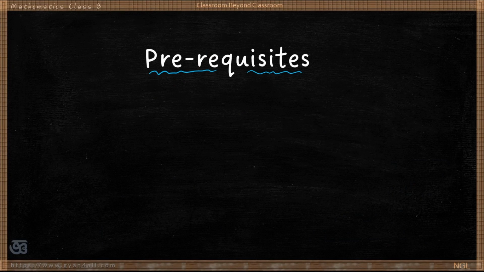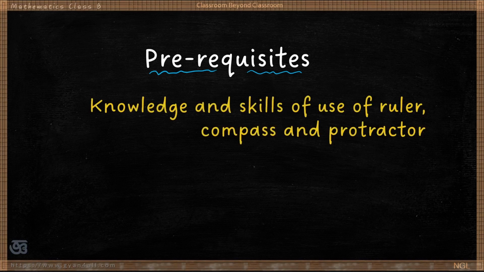What knowledge or skills you should have. The knowledge and skills of use of ruler, compass and protractor. You have already learned and developed some skills of using a ruler, compass and protractor, and that you have to apply in these construction exercises.